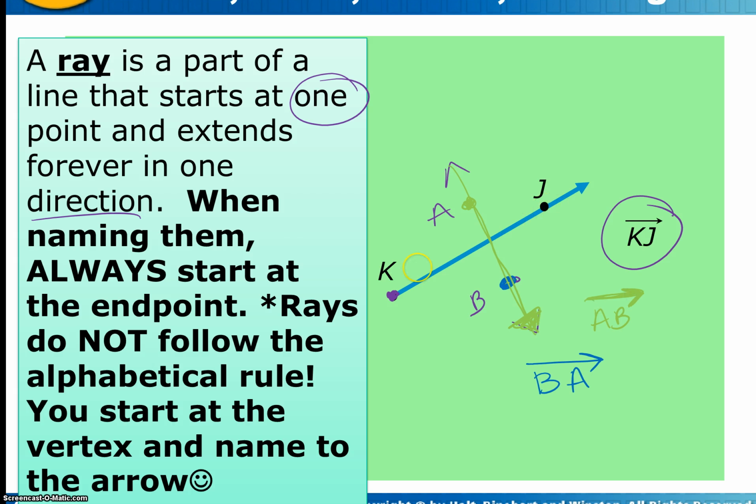I cannot say JK because there is no arrow, but if there was an arrow here, then I could say ray JK as well. Sometimes pictures have many, many different rays. All you have to do is know that it goes from the endpoint to the arrow, not alphabetical. That, my friends, is a ray.